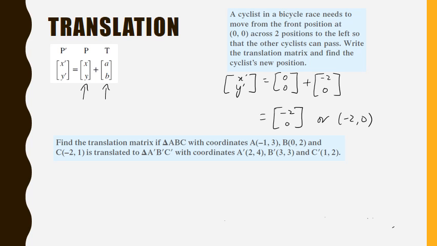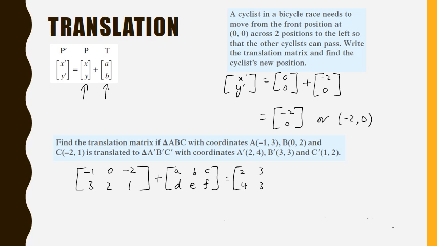You can do this for any size matrix. For this one, for example, we have A, B, and C to figure out, which is going to be -1, 3, 0, 2, and then -2, 1. Then if we add some form of translation onto there, A, B, C, D, E, F, doesn't matter what it is really, we get 2, 4, 3, 3, 1, and 2.